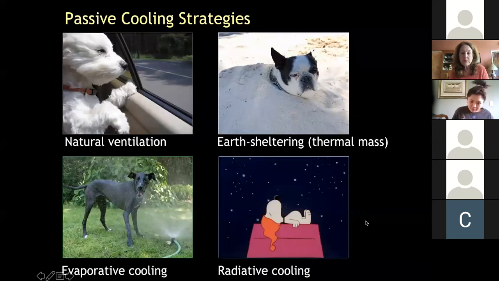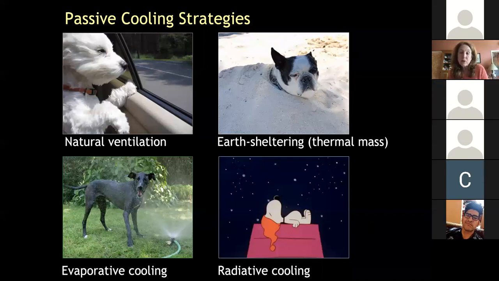Whoops, went too far. All right, then the last one is a little bit more complicated, and that's radiative cooling. There, the night sky is the heat sink. It turns out that the top of the atmosphere is really cold. That's the night sky, and the earth is constantly losing energy to the night sky, and that becomes the heat sink.